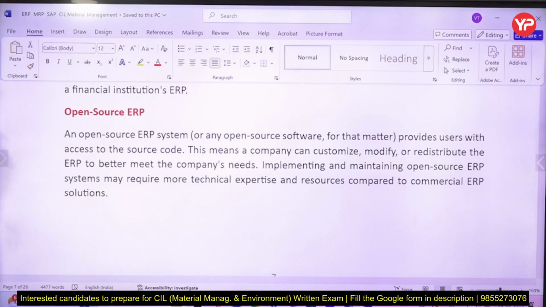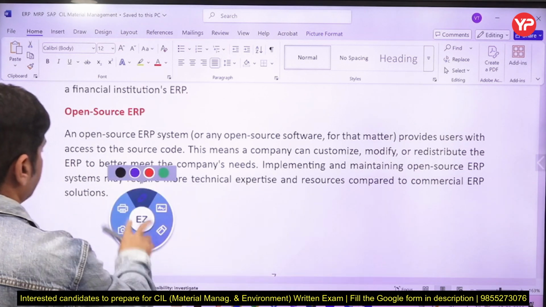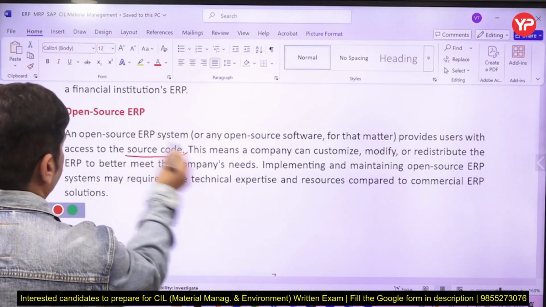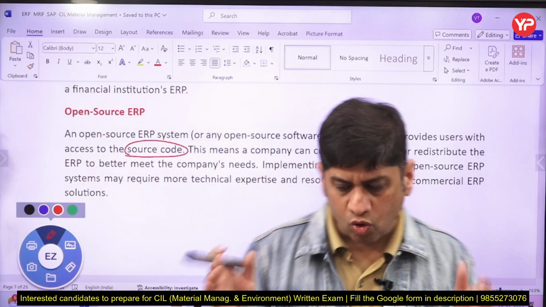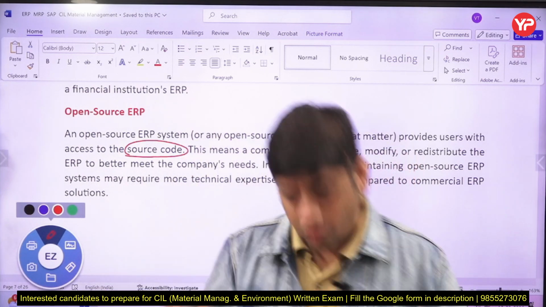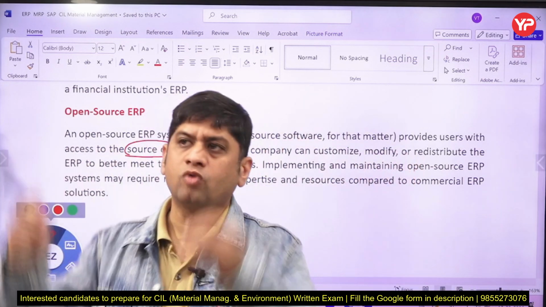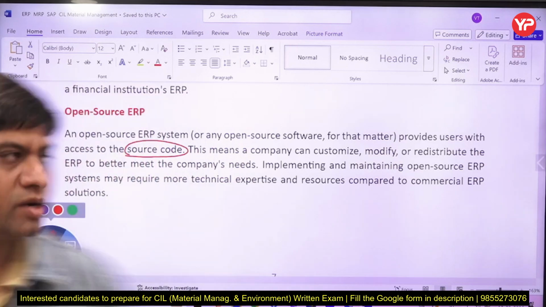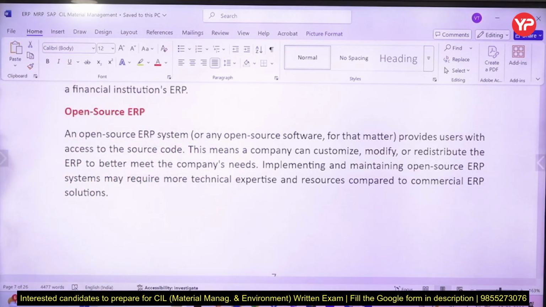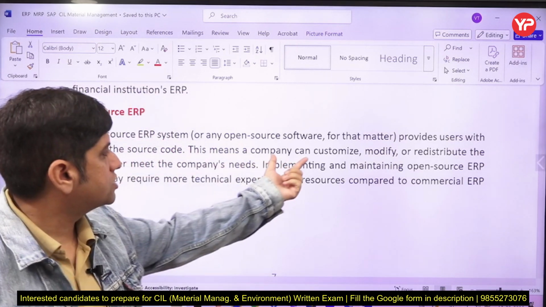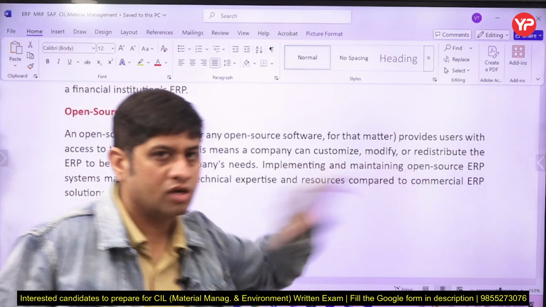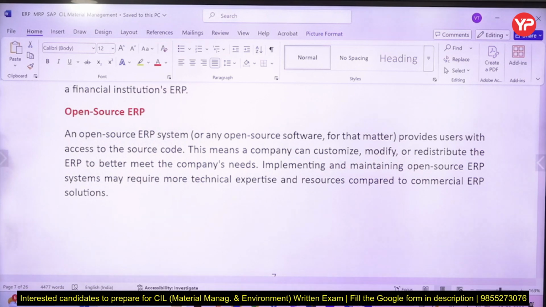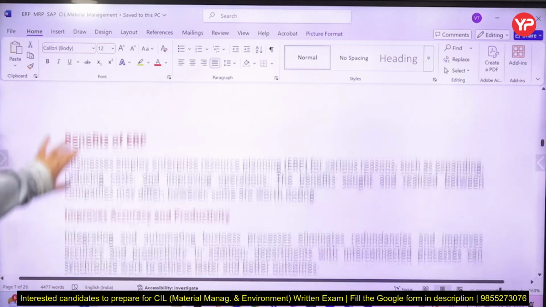So source code, suppose there is some code which is written for a particular software, you get the source code also. Algorithm code. So suppose there is some code written and on the basis of that code you are getting some particular output. तो अगर मैं आपको कोड भी प्रोवाइड कर दूं, if I provide you the code, it becomes open source. So the benefit of open source is that the company which gets it can customize, modify, redistribute. They can change the code for their own requirement. But yes, you need to have more technical expertise.